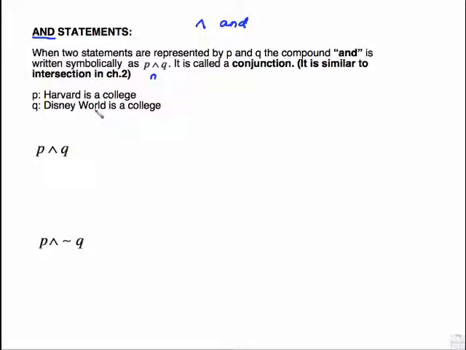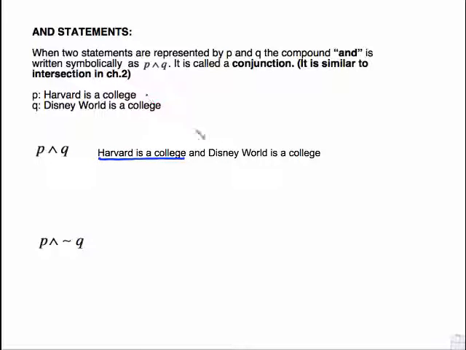So two simple statements. P is Harvard is a college. Q is Disney World is a college. And I would like to write out the word statement for symbolically P and Q. And the way to do that is Harvard is a college and Disney World is a college. So these are the two simple statements. Harvard is a college, that's that one. Disney World is a college is that one. And all we did is join them with the word and.